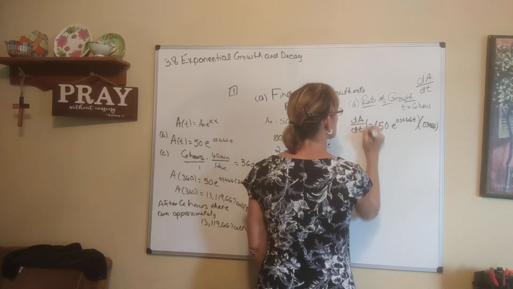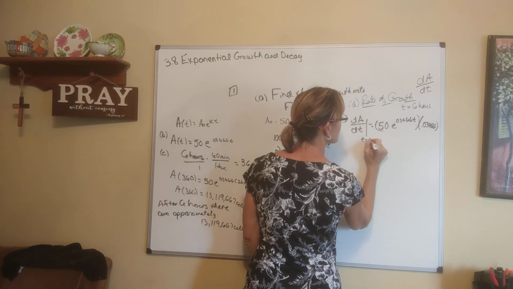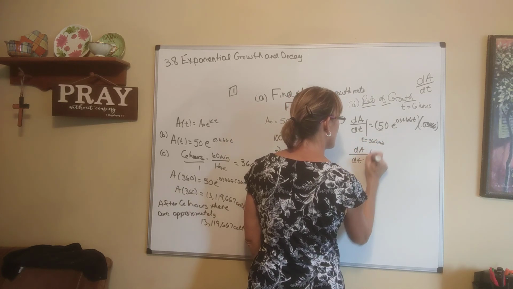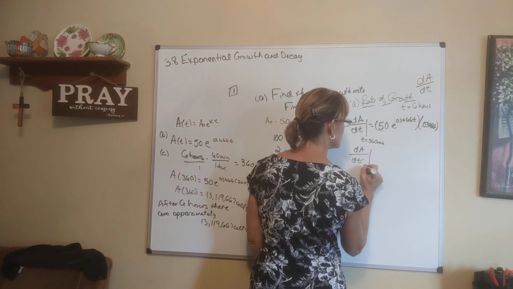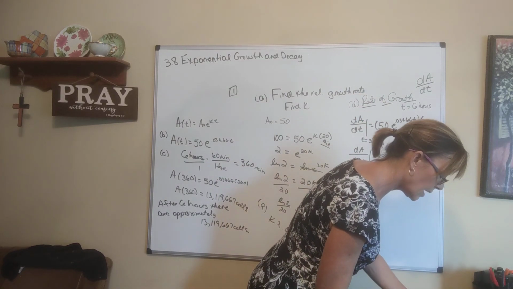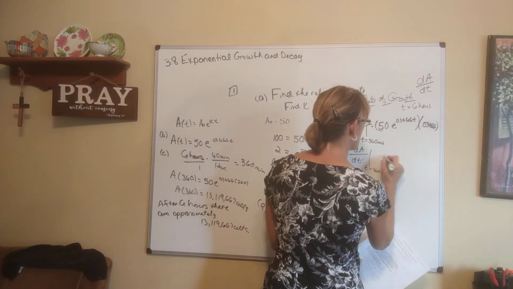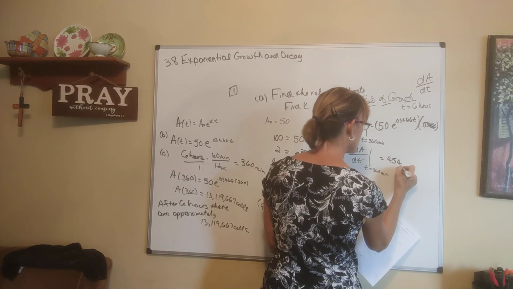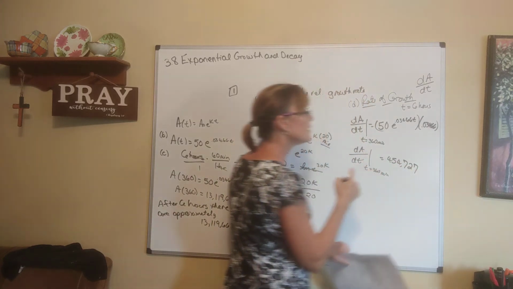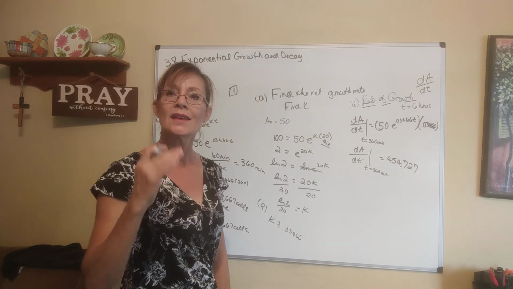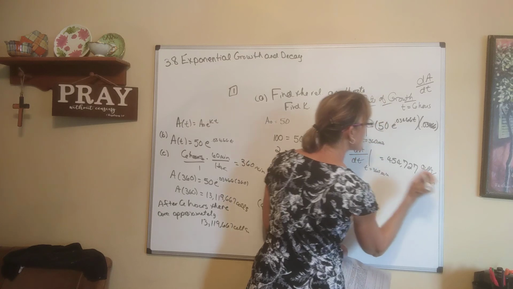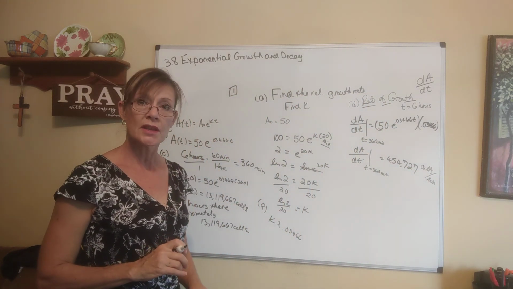What did they want to know? They wanted to know what this is when t is 6 hours, 360 minutes. So I'm going to plug that in. And so I find that dA/dt after 360 minutes is equal to, what did I get? I got 454,727. And the units on this, as a rate of change, is cells per minute.